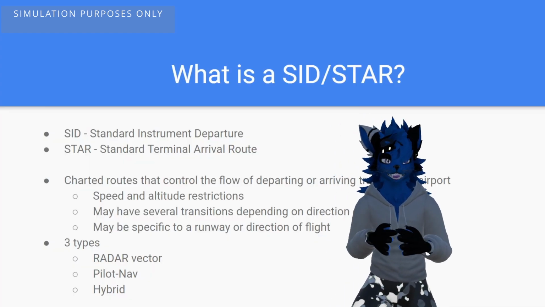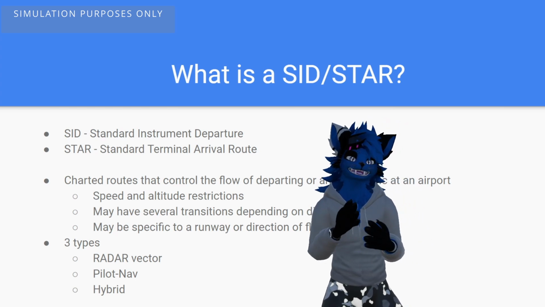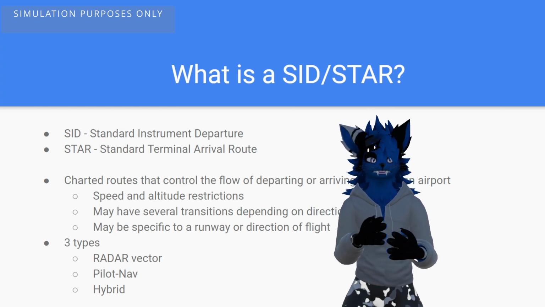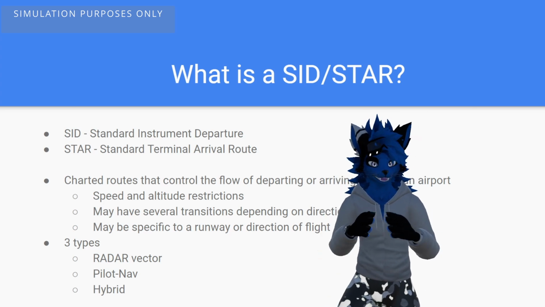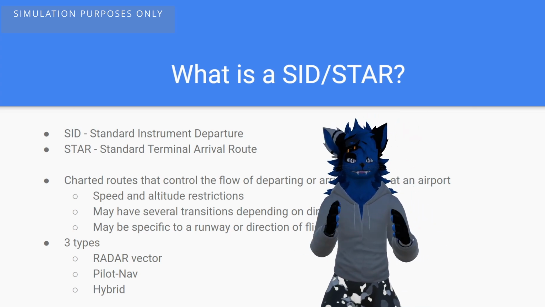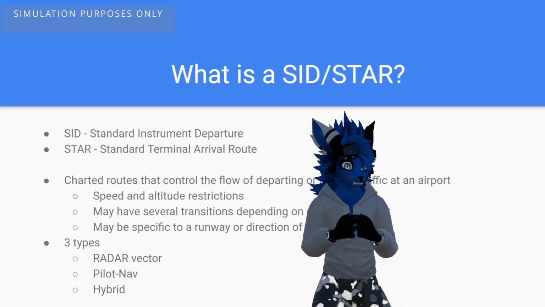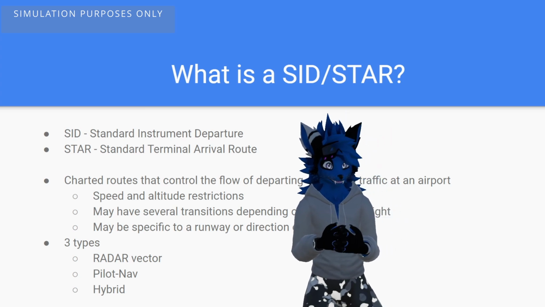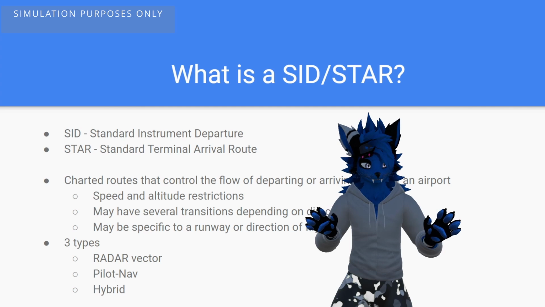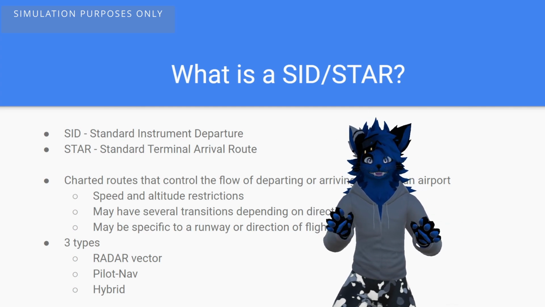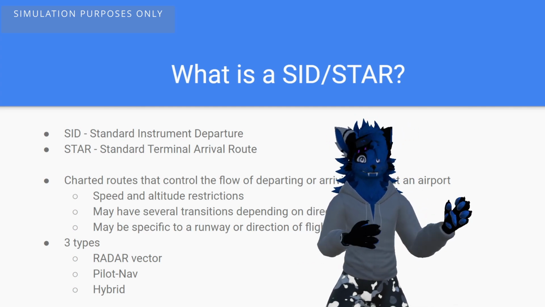So firstly, let's talk about what a SID and a STAR is. A SID is a standard instrument departure, and a STAR is a standard terminal arrival route. They are charted routes that help the flow of traffic arriving or departing from certain airports. A lot of them are going to have speed and altitude restrictions that you are going to be expected to maintain. They're going to have several different transition points, and transitions are where you're going to either enter a STAR or depart from a SID.